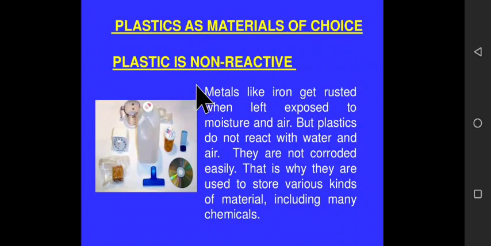Now one of the reasons why plastic is preferred as a material is because plastics are non-reactive. Metals like iron get rusted when left exposed to moisture and air, but plastics do not react with air and water, so they are not corroded easily. That is why they are used to store various kinds of material, including many chemicals.